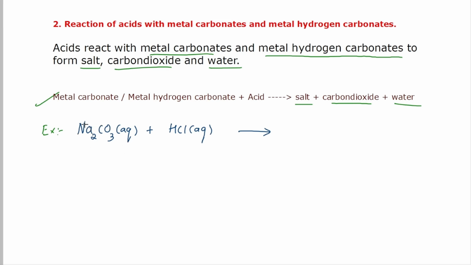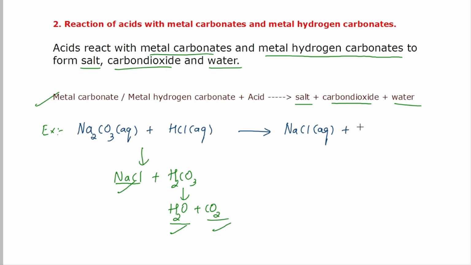That is, the cation of this compound will combine with the anion of this compound. In the same way, the anion of this compound will combine with the cation of this compound. That is, exchange of ions takes place between these two reactants to form NaCl plus H2CO3. These are the actual products formed here. But this compound being very unstable, it will break down to form water and carbon dioxide. So ultimately, what are the products formed here? This is salt, water and this is carbon dioxide. So whenever metal carbonate reacts with acid, there is formation of salt, water and carbon dioxide. So we will write the products as NaCl salt, that is sodium chloride, along with the products water and carbon dioxide.